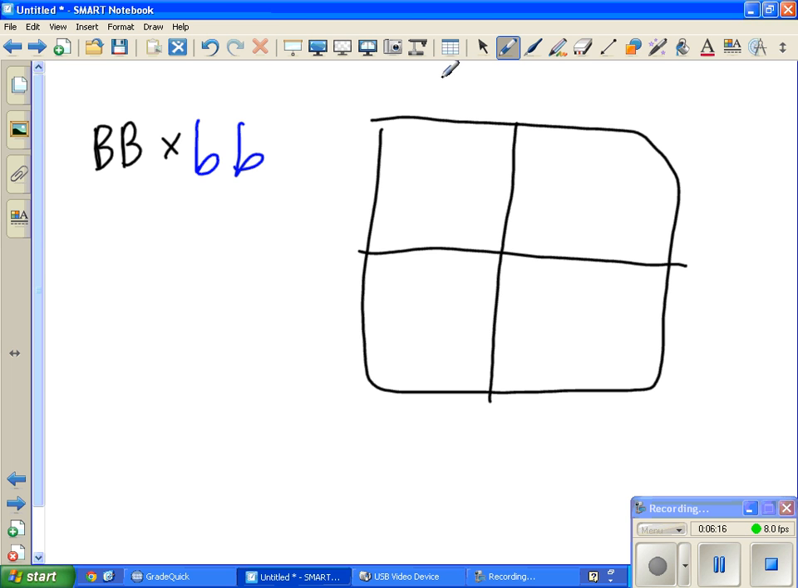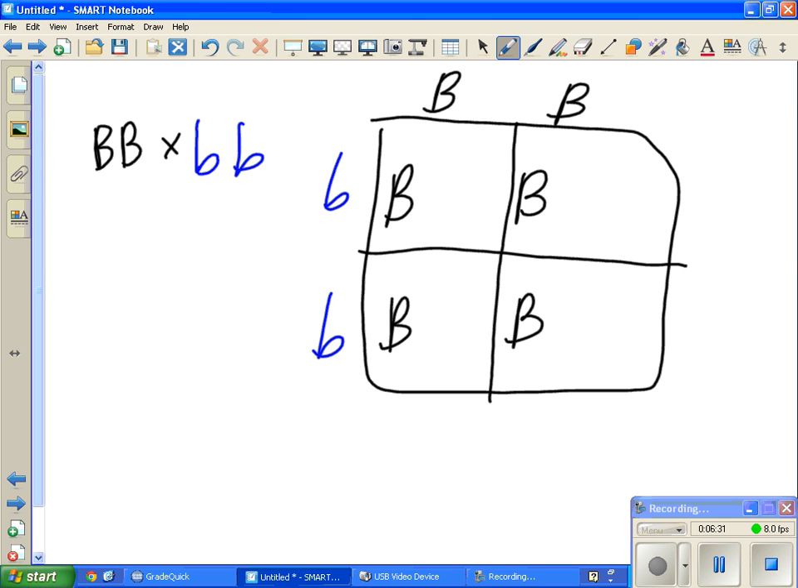And we put the first parent up on the top and the second parent going down the side. Okay, so I'm going to take this big B going down and this big B also going down. And then this little blue b off to the side, and this blue b to the side as well.